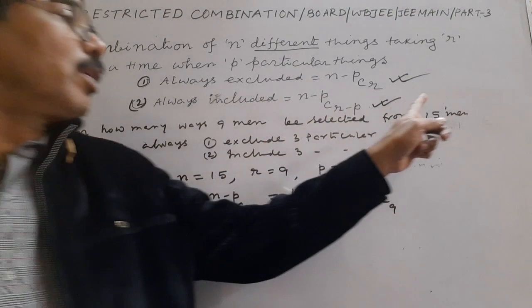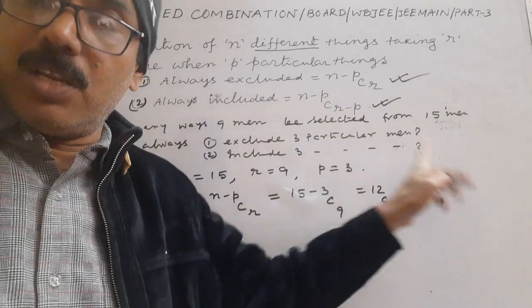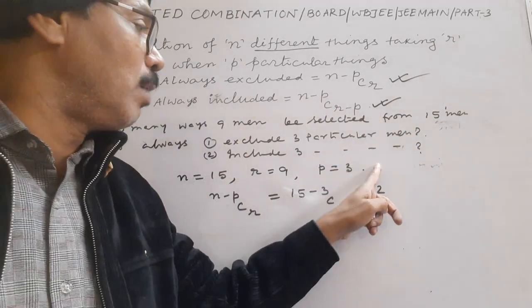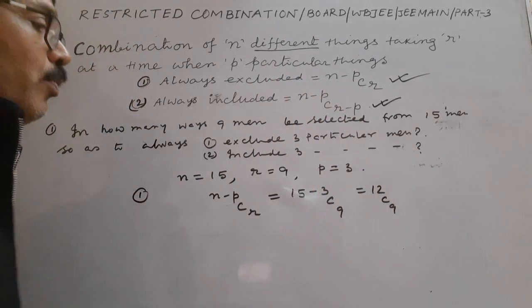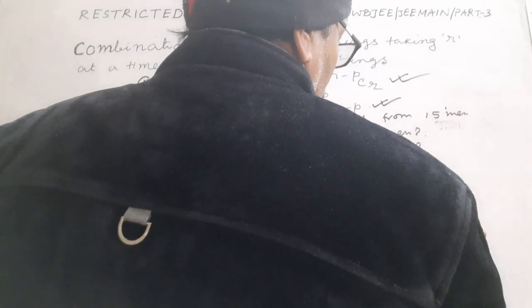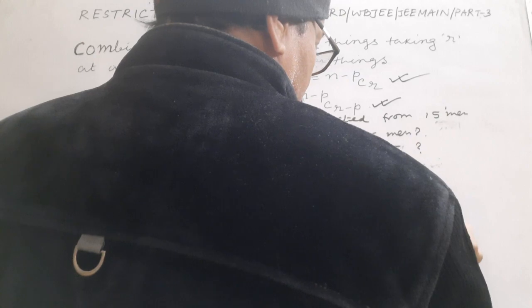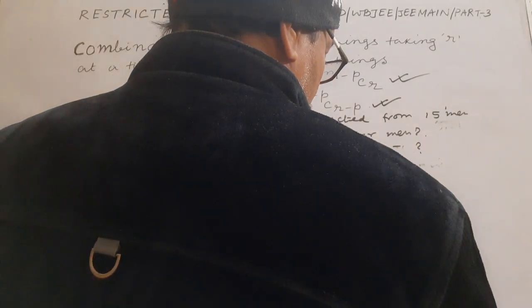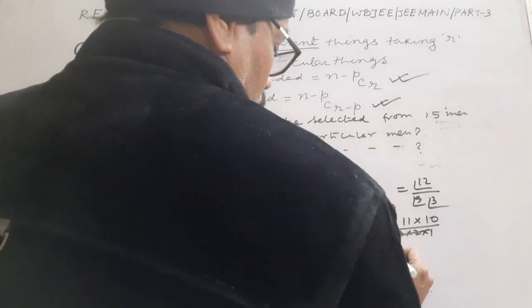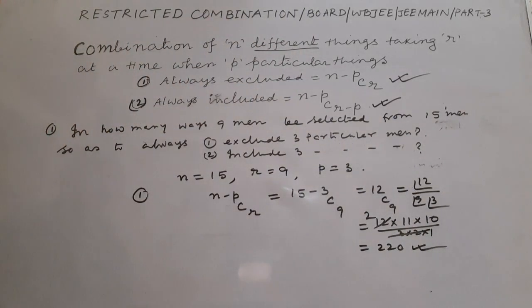So, exclude 3 particular things. From 15, exclude 3 things at the beginning. So, remaining is 12. From 12, you have to select 9. So, this is factorial 12 by factorial 9 into factorial 3. So, 12, 11, 10 over 3, 2, 1. So, this is 220.